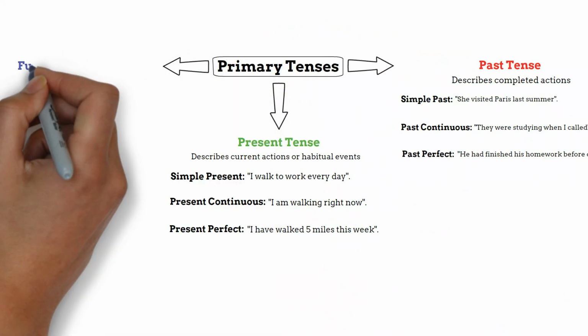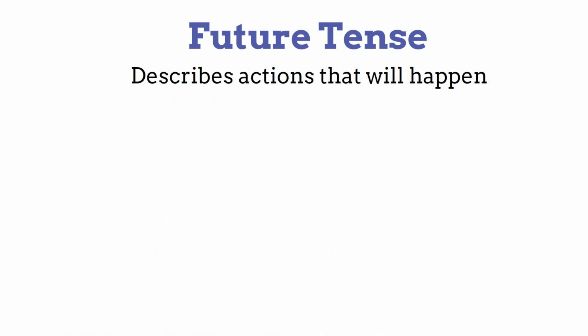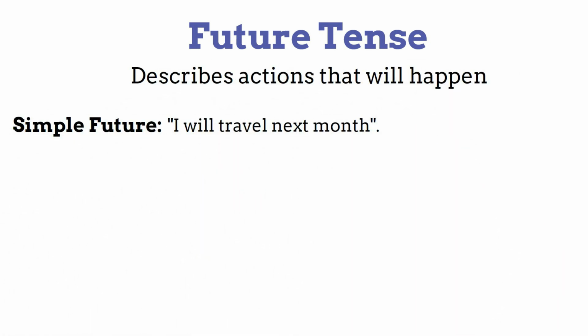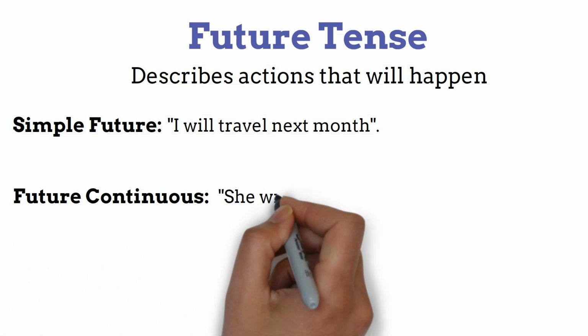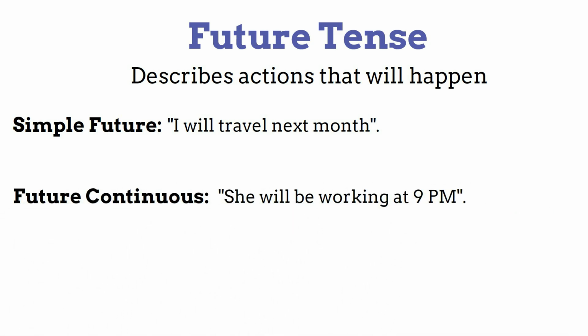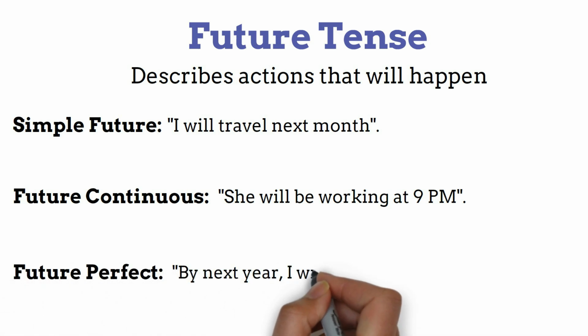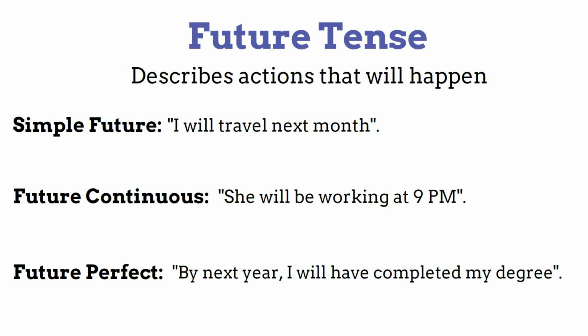Third, future tense. Describes actions that will happen. Simple future. I will travel next month. Future continuous. She will be working at 9 p.m. Future perfect. By next year, I will have completed my degree.